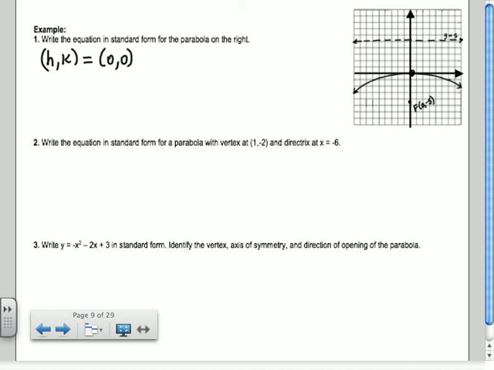Okay, do I open upwards or downwards? Downwards, so it opens vertically, and it's down. So that means A is less than 0. A is negative. Okay, so my equation is going to be y equals A times x minus h squared plus k. But I don't know what A is yet. So this is why it was important to know that the distance between the vertex and the directrix, or the focus, is always 1 over 4a. So this distance right here is 1 over 4a.